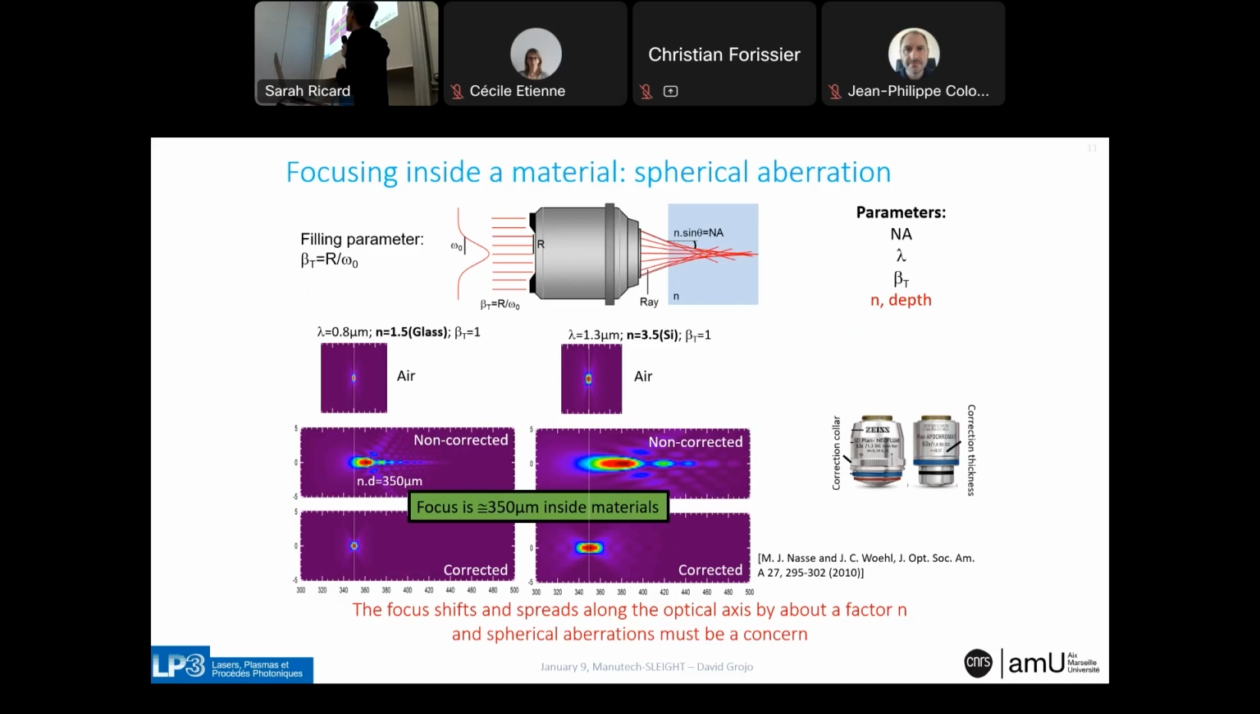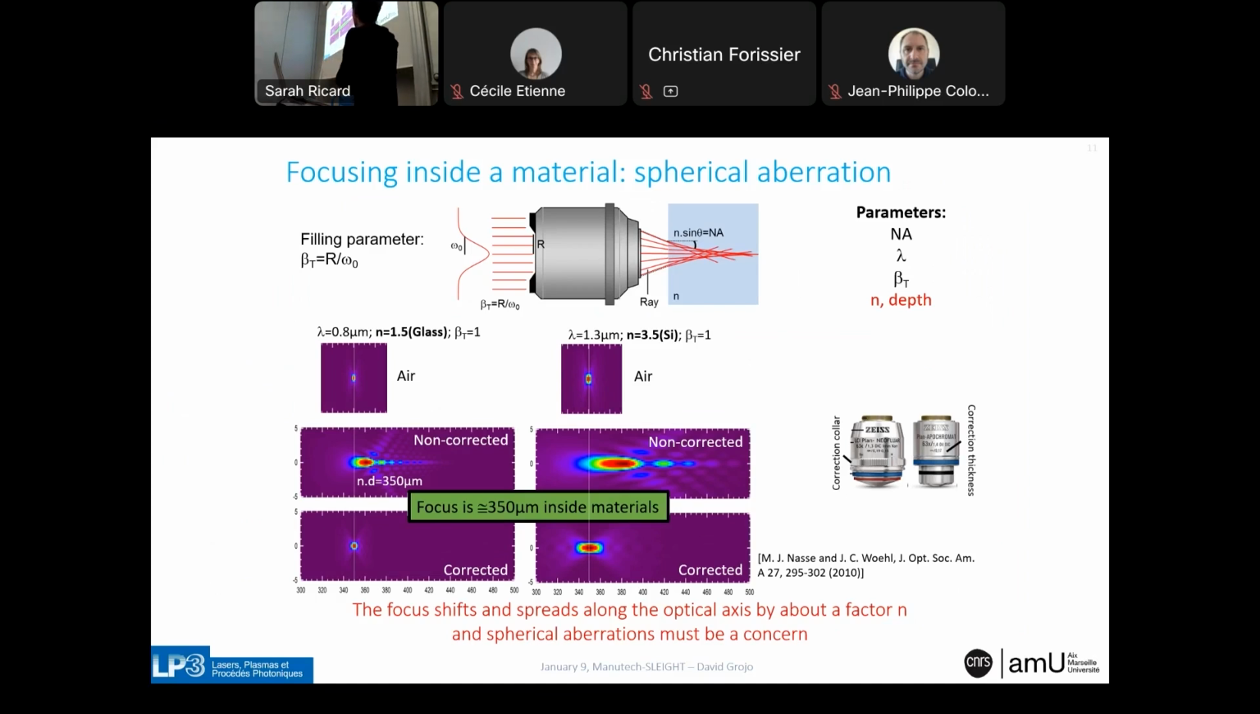So this is an effect that is based on the refraction at the interface. So of course, it scales with the index of the material. If you make the same calculation in silicon, which has a refractive index of 3.5, this is what you find. So the beam is not exactly what you expect it to be. And so you have to address this type of problem to make controlled machining inside materials. In practice, this is not something specific to laser processing. It's also something people face for imaging.